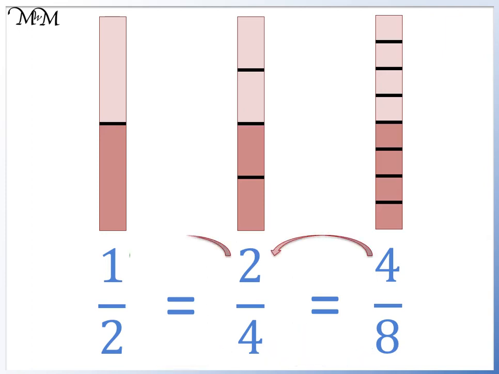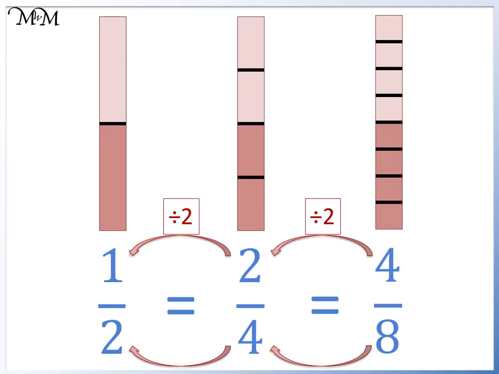Alternatively, going in the opposite direction, to get from 4 to 2 and from 2 to 1, we are dividing by 2. And to get from 8 to 4 and from 4 to 2, we are also dividing by 2.